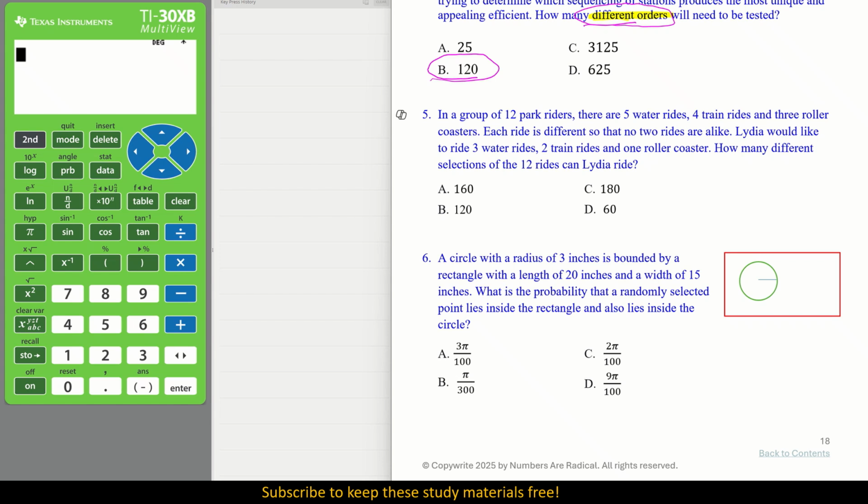Number 5. In a group of 12 park rides, there are 5 water rides, 4 train rides, and 3 roller coaster rides. Each ride is different so that no 2 rides are alike. Lydia would like to ride 3 water rides, 2 train rides, and 1 roller coaster ride. How many different selections of the 12 rides can Lydia ride? Okay, first off, this is a combination, okay, because order doesn't matter. Okay, it's just saying how many different ones.